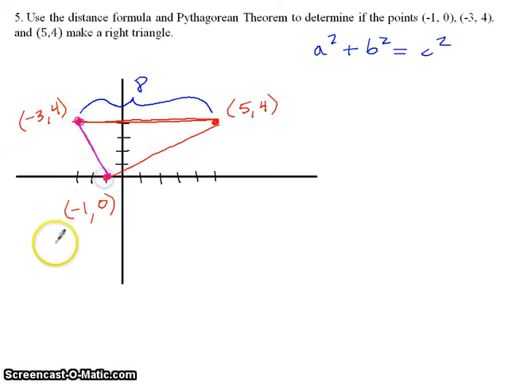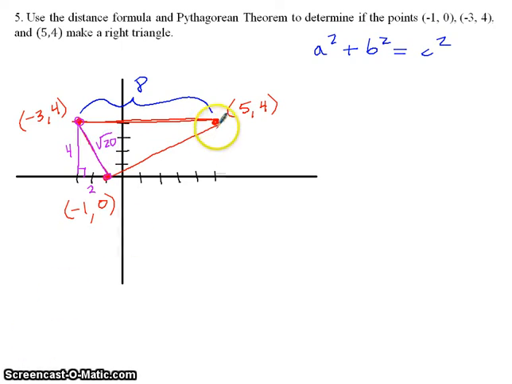Well, this distance here, I'm going to make a right triangle here, and this is a 2, and from 0 to 4, that's a 4, and 2 squared plus 4 squared is going to give me a 20. Take the square root of it, that's the square root of 20, right?